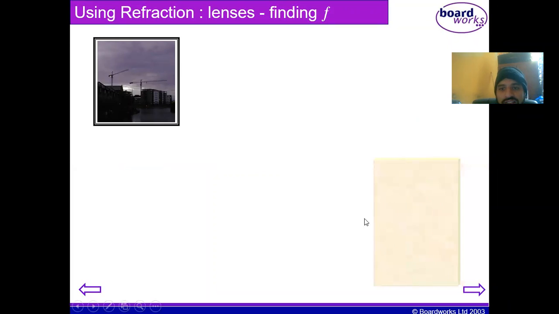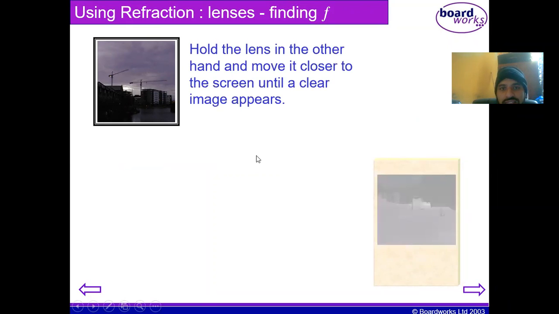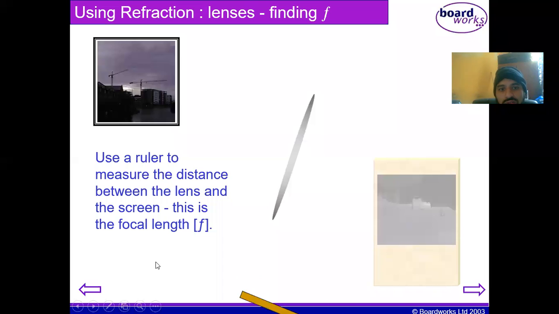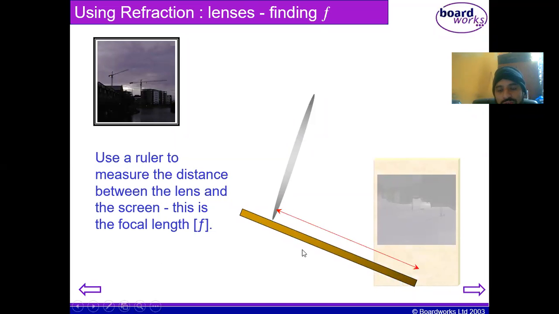It's a very good way to learn, just asking questions. So we have a plain white screen, which we're holding in one hand, and in between the screen and the object, we place a lens, okay? And we move the lens far and away from the screen until an image appears. Now what's gonna happen is this. If you use a ruler to measure the distance between the lens and the screen, you'll actually get the focal length.